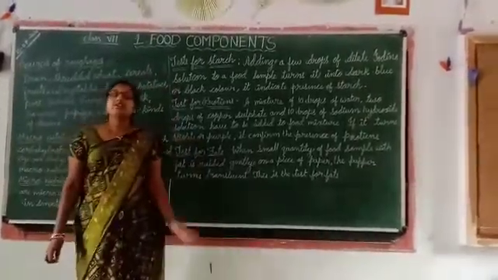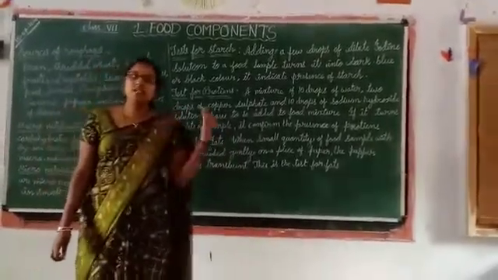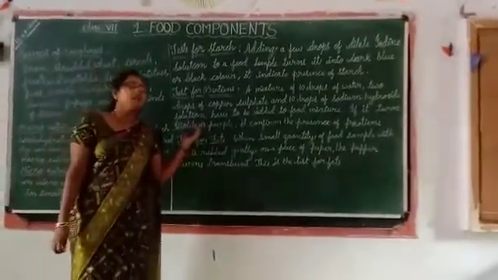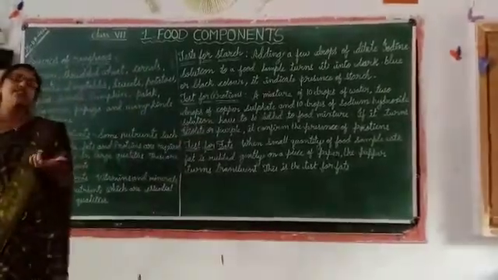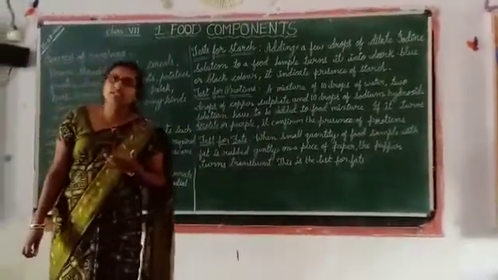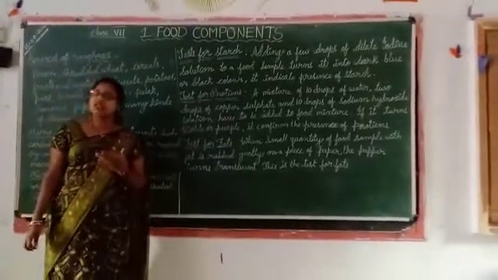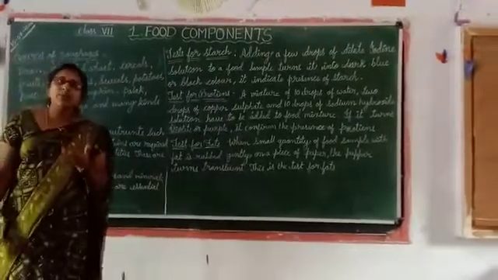So, children, today we are going to learn about food components. Already in previous classes we learned about food components, children. In this topic, we are going to learn about the sources of roughage. Already we learned roughage. Roughage means dietary fibers, isn't it? Dietary fibers help to digest the food easily, isn't it? So, in which foods are the fibers contained?